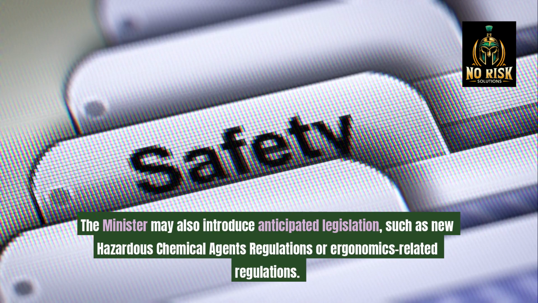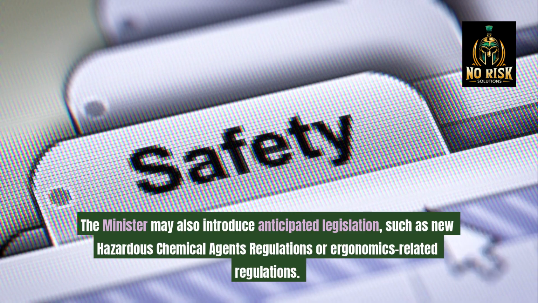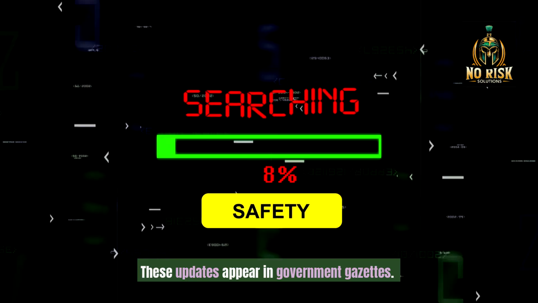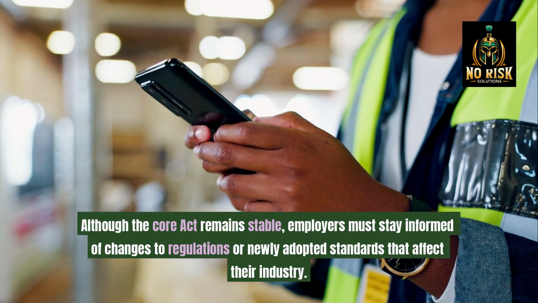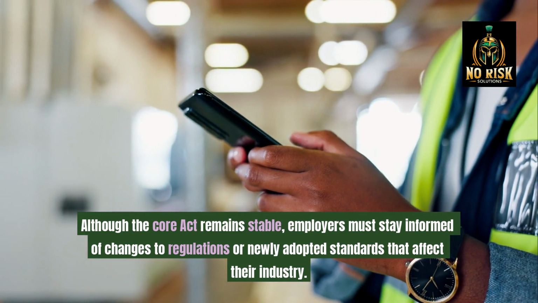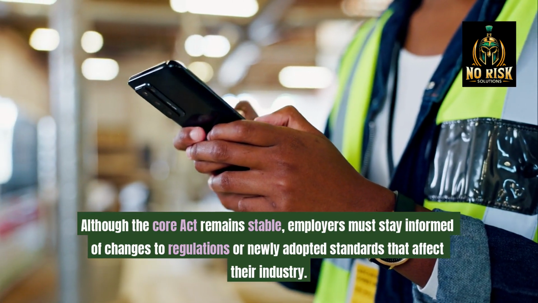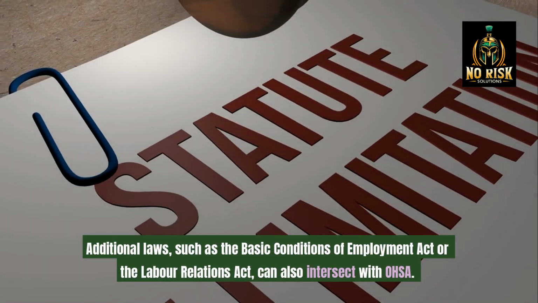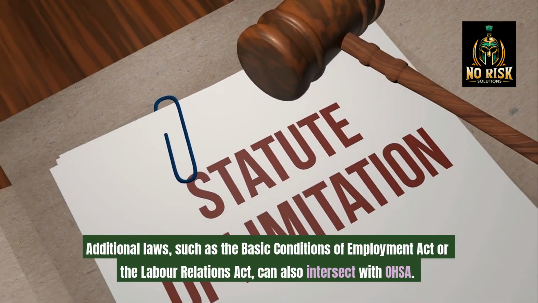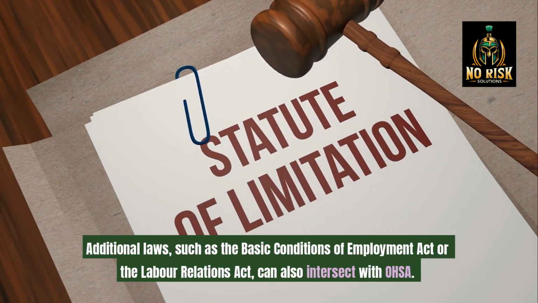The minister may also introduce anticipated legislation, such as new hazardous chemical agents regulations or ergonomics-related regulations. These updates appear in government gazettes. Although the core act remains stable, employers must stay informed of changes to regulations or newly adopted standards that affect their industry. Additional laws, such as the Basic Conditions of Employment Act or the Labor Relations Act, can also intersect with OHSA.